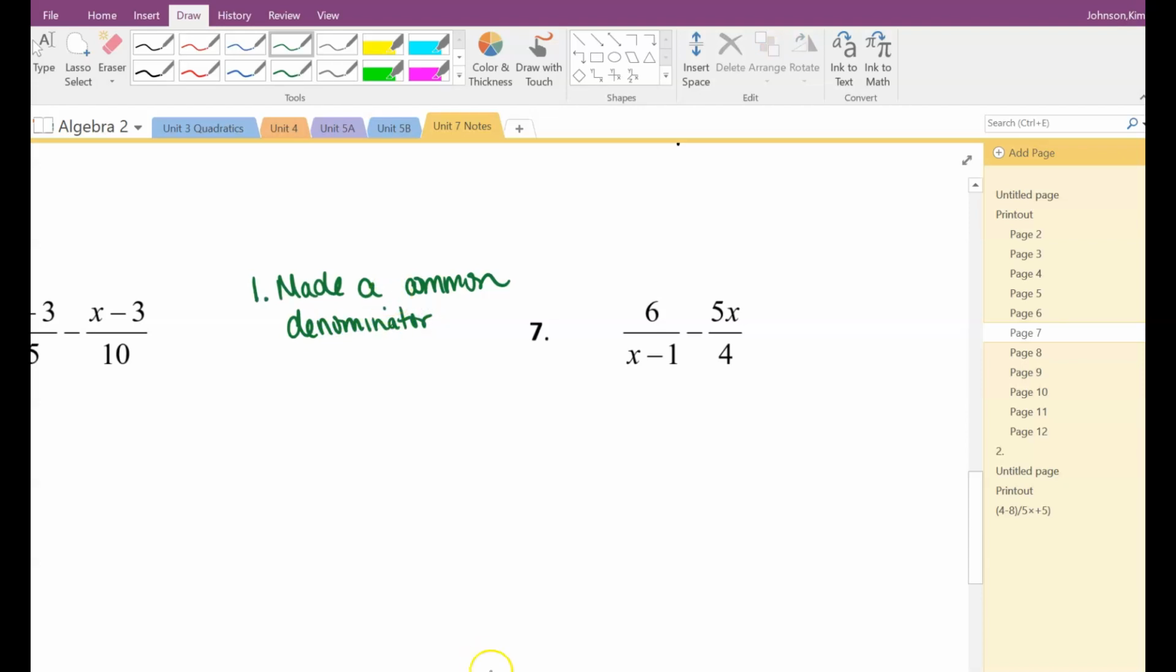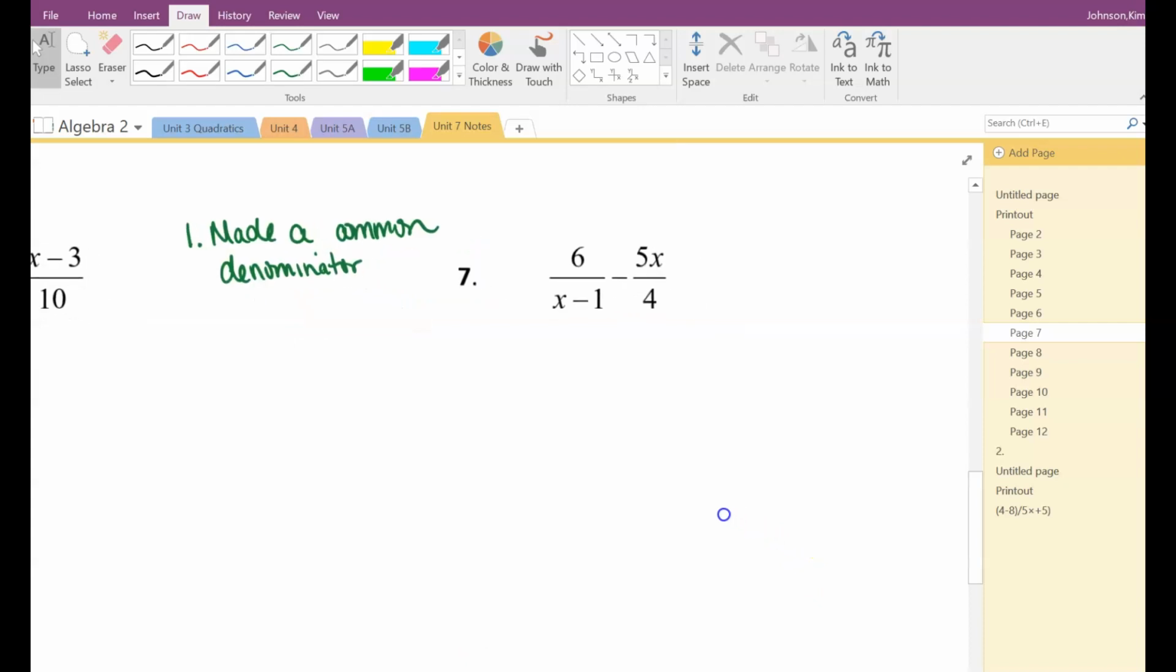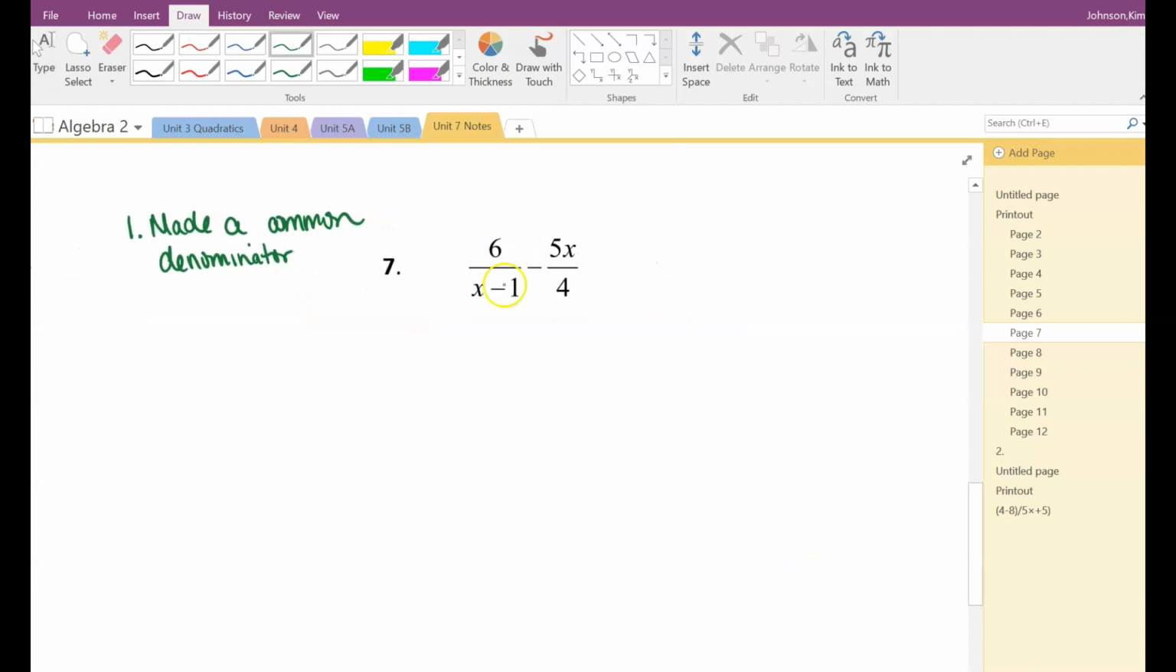Okay, so let's do that for problem number 7. In problem number 7, I want to make a common denominator. Now, this one's a little bit different than the first one because I have an expression on the left-hand fraction. And that whole expression is a factor all in itself together, right? So the left-hand fraction has a factor of x minus 1 in the denominator. The right-hand fraction has a factor of 4 in the denominator.